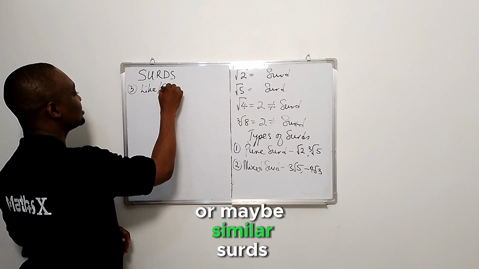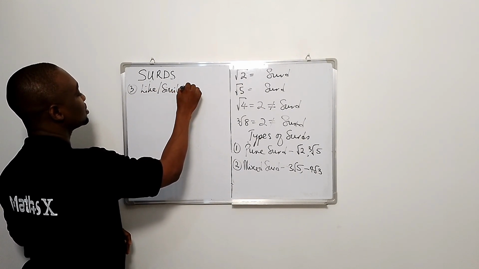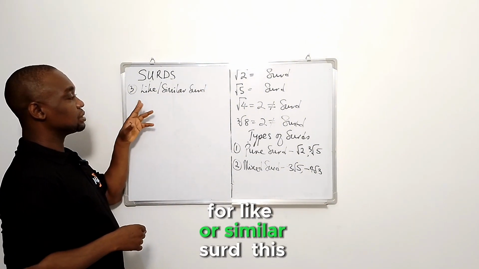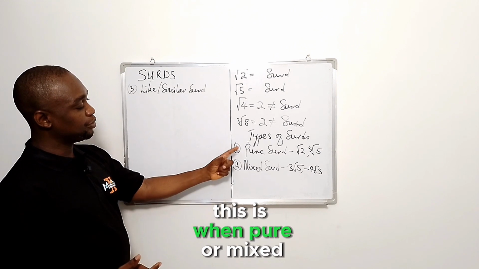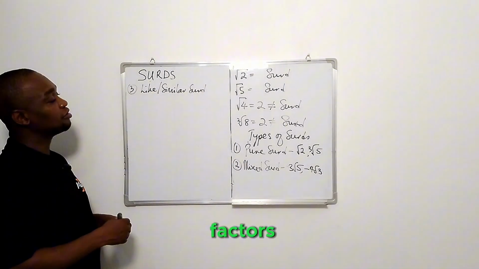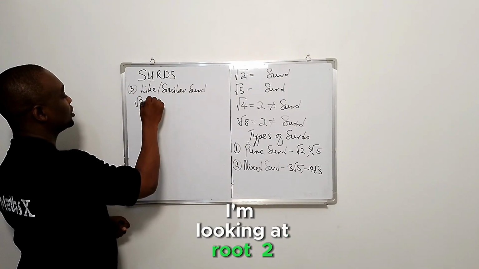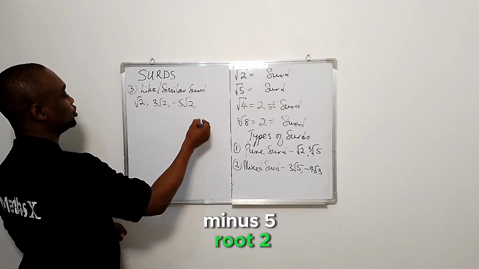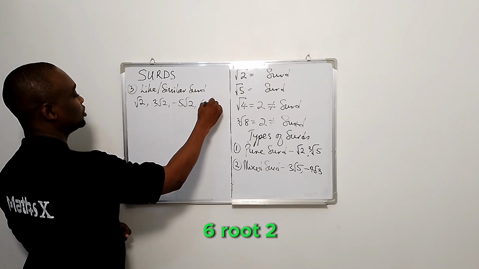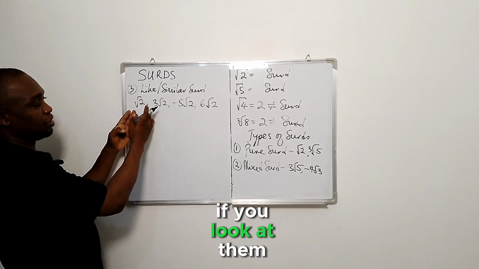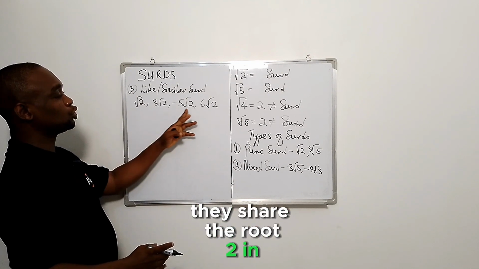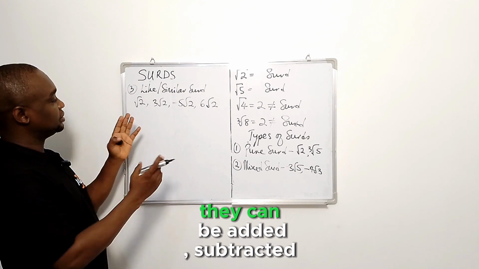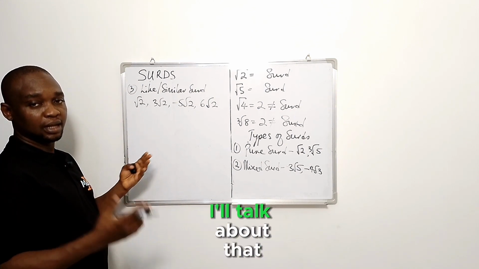A third type of surd is called like or maybe similar surds. For like or similar surds, this is when pure or mixed surds share common factors. I'm looking at root 2, 3 root 2, minus 5 root 2, 6 root 2. These are all like surds. If you look at them, they share the root 2 in common. All of them have that. So they are all like surds. They can be added, subtracted. I'll talk about that later.